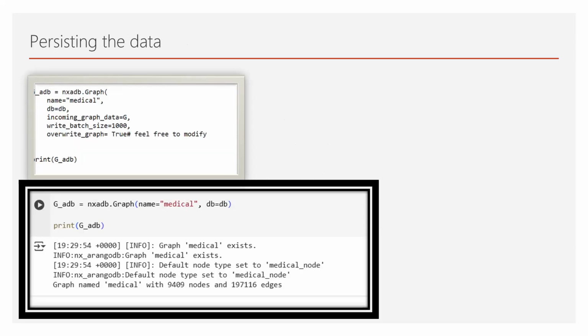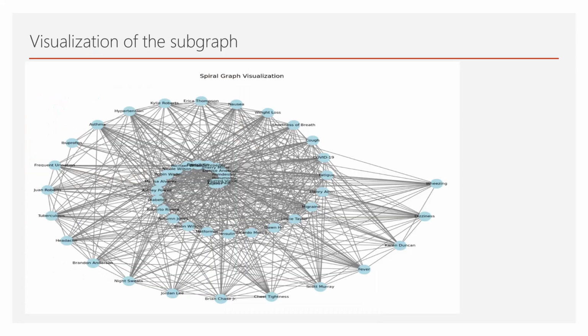So first we persisted the data. We had a small batch of data that was sent to the ArangoDB cloud instance, and finally, when we checked the entire shape of the data, it has 9,409 nodes and 197,116 edges. So this is a subgraph visualization of the graph that we created of the data set.